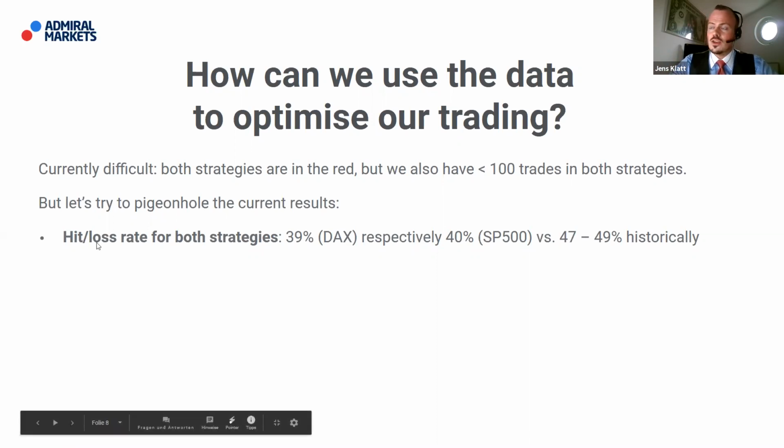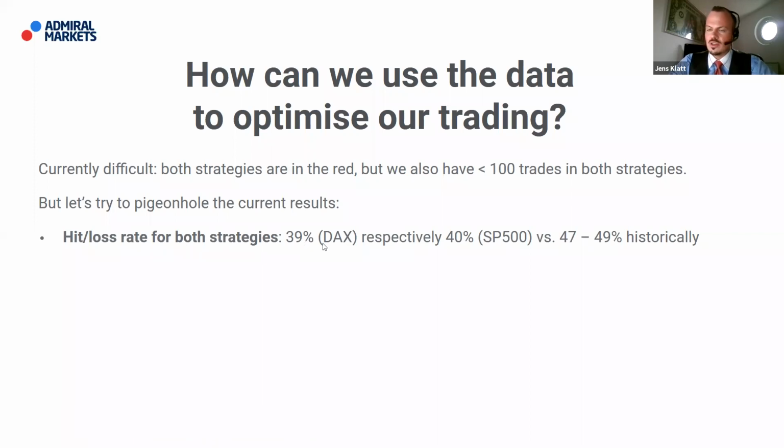So let's here look at the hit rate for both strategies. It's only 39% for the DAX. It's only 40% for the S&P. Historically, I saw 47 to 49%, because it's two strategies I'm looking at here. That's why I use a range. But when looking at historic numbers, it's between 47 to 49%. You will see this for the S&P lying around 46, 47% over its time span of 7 years for the backtest result.